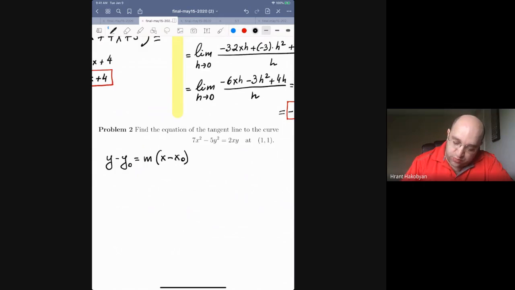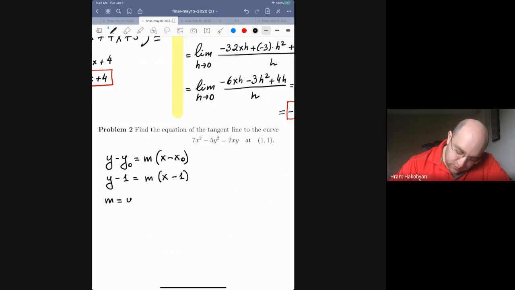Now the line has to pass through the point (1, 1), so y naught is equal to 1 and x naught is equal to 1, so we have y minus 1 is equal to m times x minus 1. So we only need to find m, the slope. Okay, so let's find the slope. In this case the slope is equal to the derivative of y, so it's y prime at the point 1.